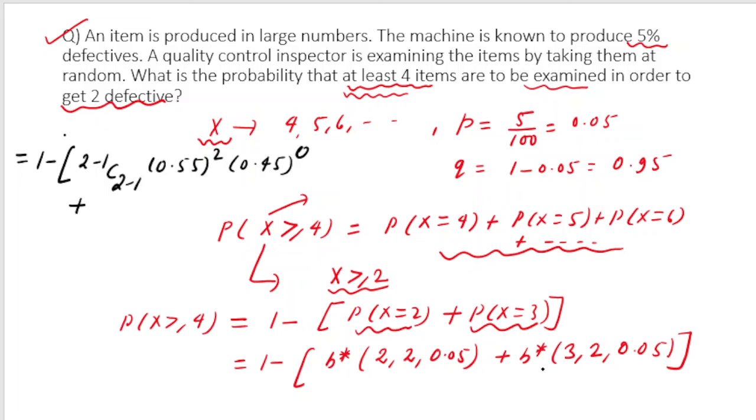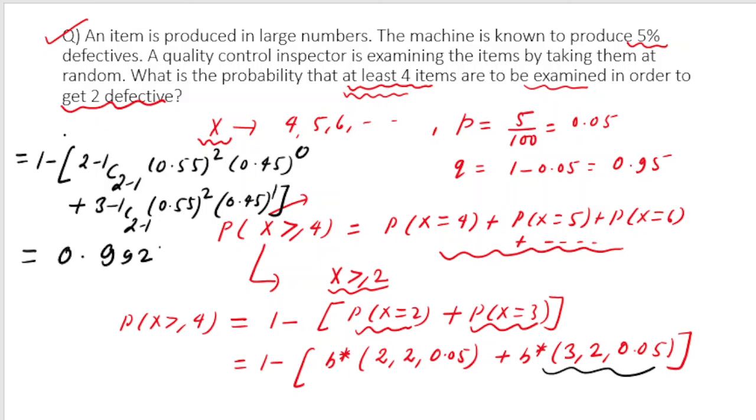Plus what is this term? So 3 minus 1 c 2 minus 1, you want 2 success, that is 0.5 to the power 2, and in 3 trials you want 1 failure, so 0.5 to the power 1. So you just do this evaluation. If you do this evaluation, you will get the value 0.99275. Verify this and let me know whether you are getting this value or not. I think it is making sense to you. The thing is slightly new, but still I hope you are getting it.